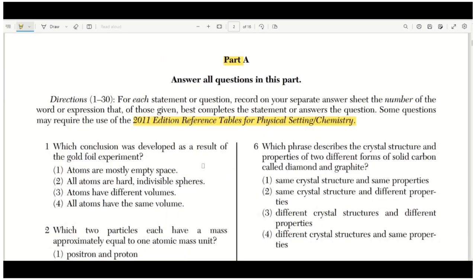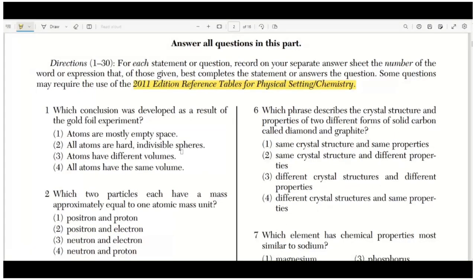When we get to these questions, these should be relatively straightforward questions, not multi-step. Which conclusion was developed as a result of the gold foil experiment? Let's see. Do you remember what occurred in the gold foil experiment? Let me try and draw a little sketch here.